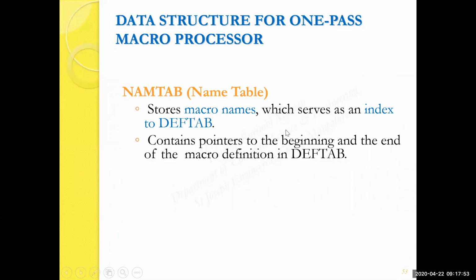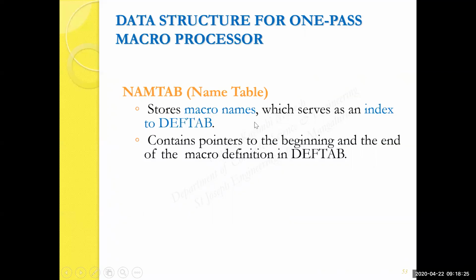If it is the third parameter, you replace it with $3, and so forth. The second data structure used by the one-pass macroprocessor is a name table. Remember, definitions are identified with the macroprocessor directive macro. Whenever you place a macro definition into the definition table, the name of that macro should be stored into the name table. So the name table serves as an index to the definition table.